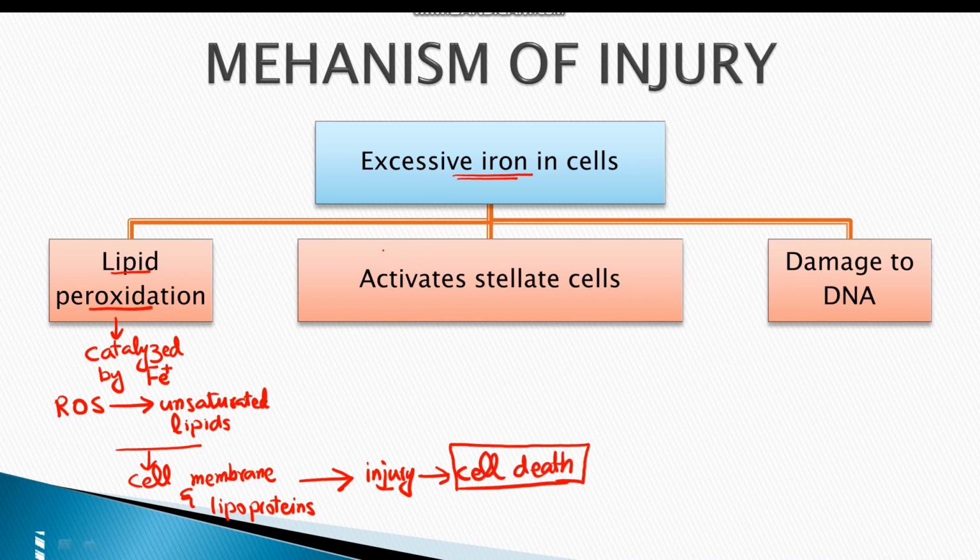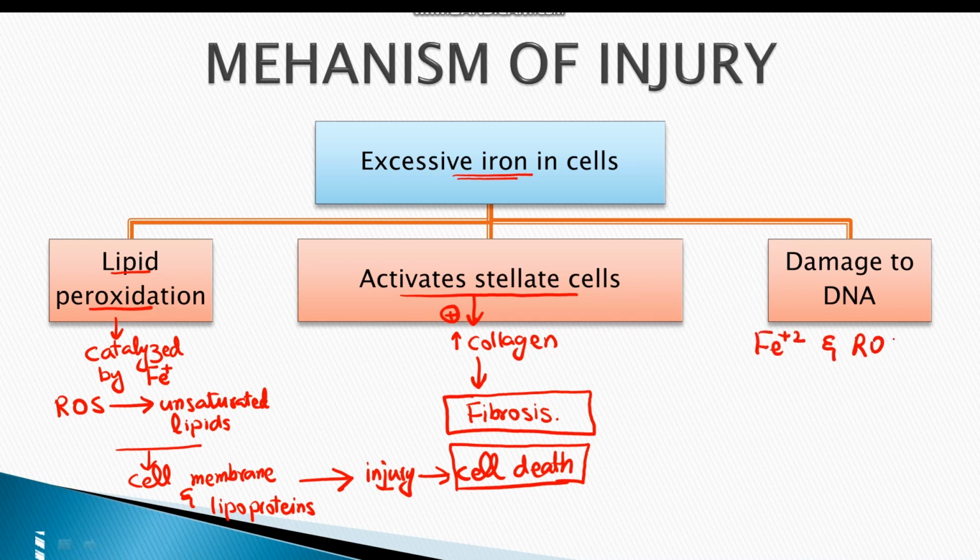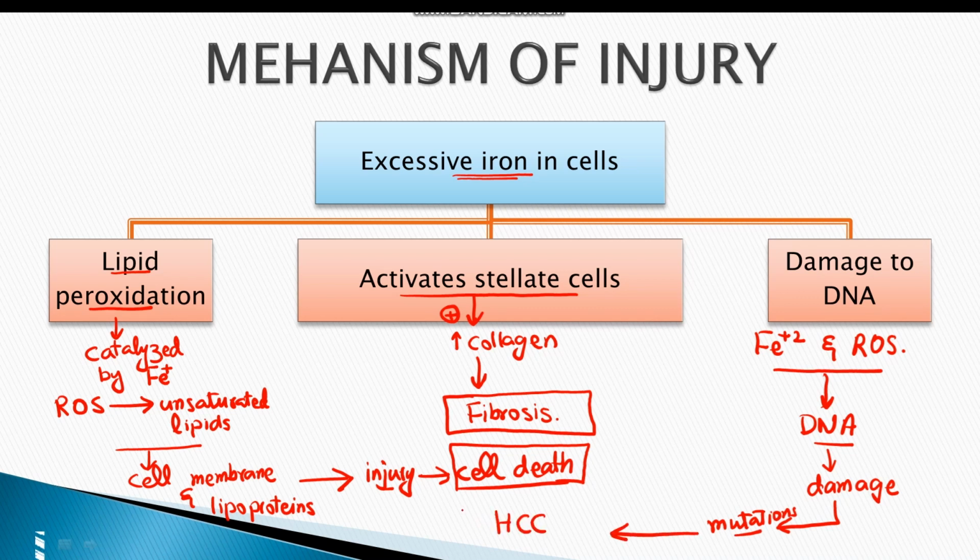Moreover, chronic inflammation as a result of excessive iron accumulation also activates the stellate cells. These stellate cells result in increased collagen deposition and fibrosis of the tissues. Moreover, free iron and reactive oxygen species formed as a result of oxidative stress individually attack the DNA, causing damage to the nucleic acids, resulting in mutations. These mutations increase the risk of hepatocellular carcinoma by almost 200 folds.